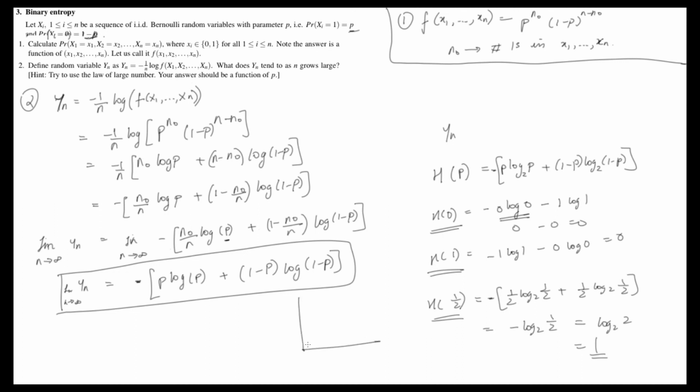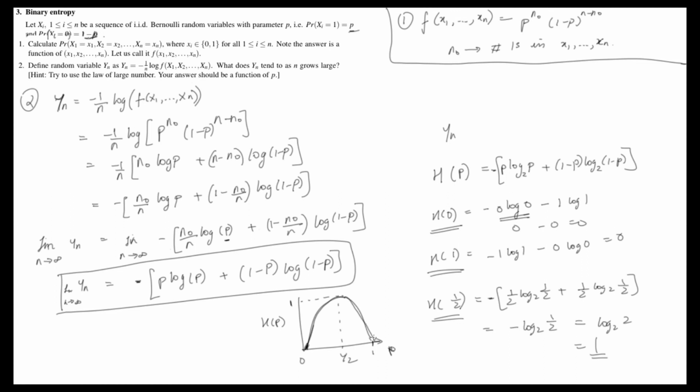The graph of the entropy function looks like that, where this is p, and this is h of p. At half it's equal to 1, and at 1 and 0 it's going to be equal to 0. So this is how the entropy function looks.